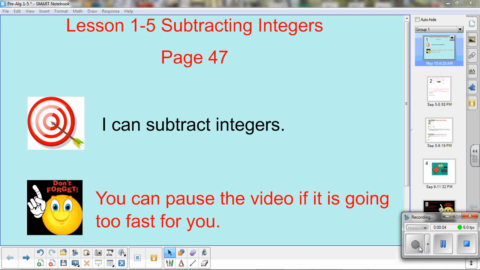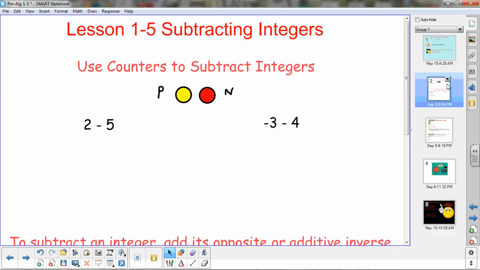In Lesson 1-5, you'll learn about subtracting integers. We're going to start off by modeling some subtraction problems with integers by using two-color counters. The yellow will be positive, the red will be negative.